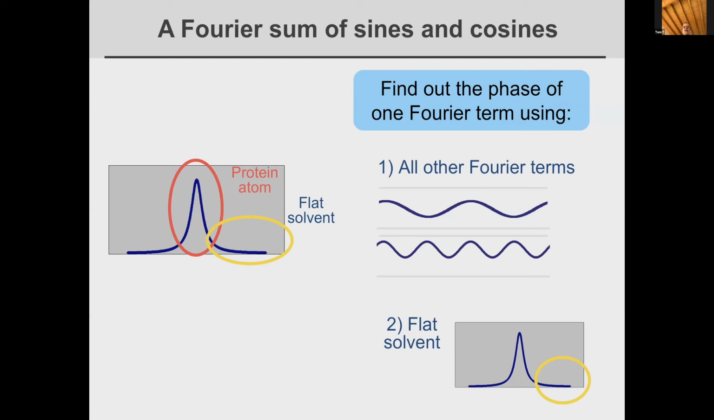On the left-hand side, our situation is we have a protein, and that's like our peak there. It looks like a Gaussian. And then we have our solvent, and let's say that we've identified which is which in the beginning. The idea is going to be, in this little thought experiment, we're going to figure out the phase of one Fourier term using two things: one, all the other Fourier terms, and two, the fact that we expect the solvent to be flat. So next slide, we're going to do that.